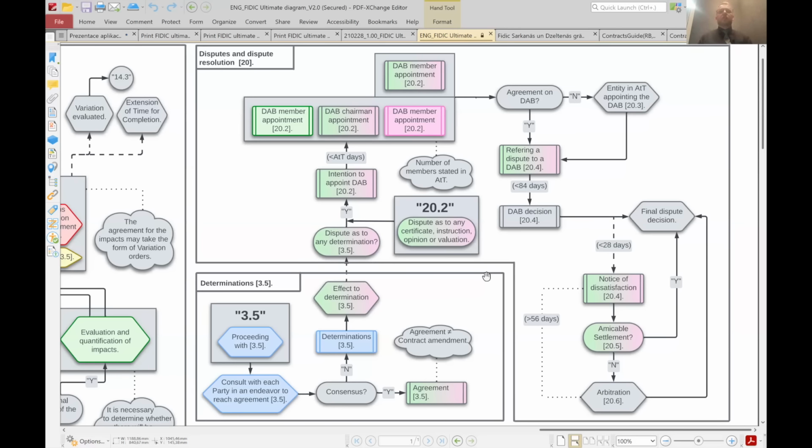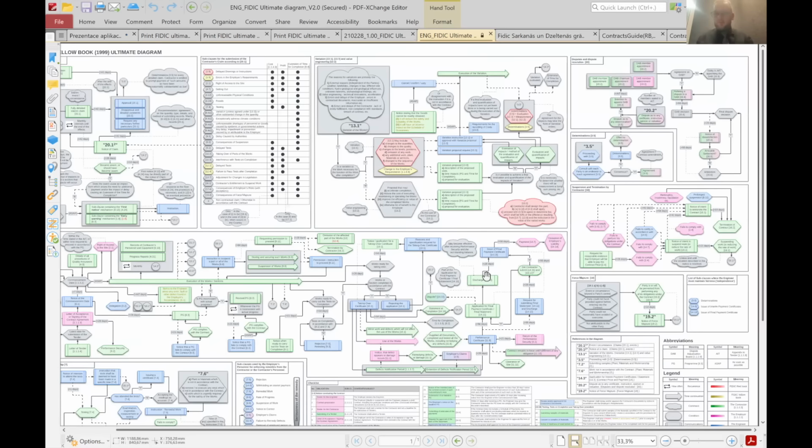Most of the time when a project goes to dispute, it is because the parties don't understand each other. And that's what the FIDIC ultimate diagram is for: to find a common ground, a common tool that you can use on your project and explain to each other, employer to contractor, contractor to employer.